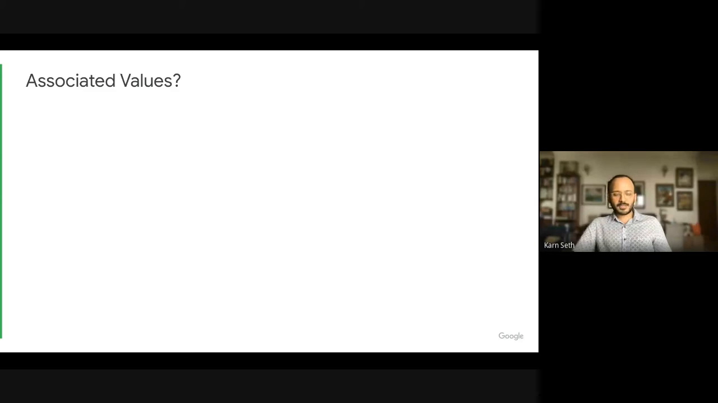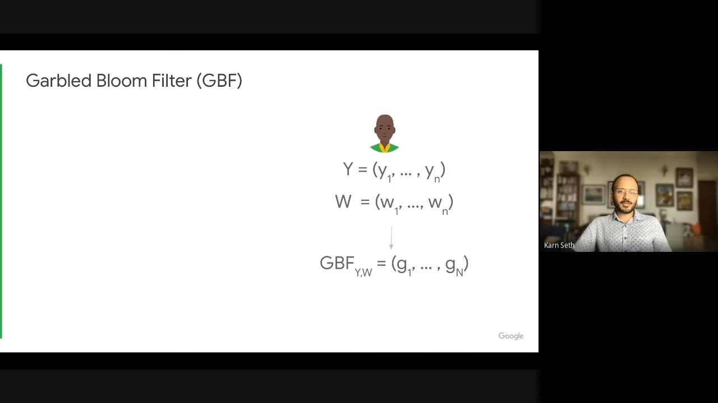And now let's think about what we're going to do with associated values. To deal with associated values, we're going to use something called a garbled Bloom filter. A garbled Bloom filter is another data structure very similar to a Bloom filter, where now instead of just having keywords, a server can have key value pairs.